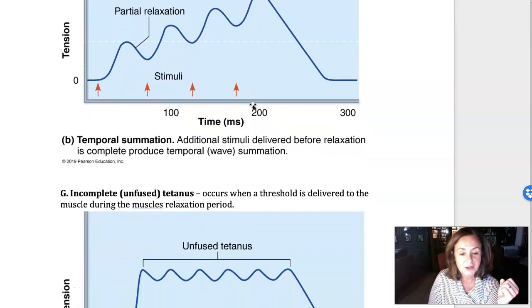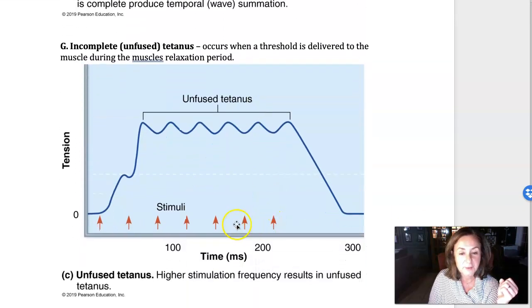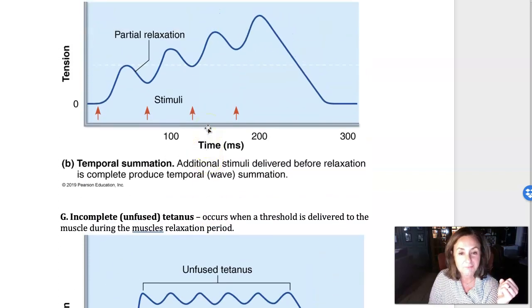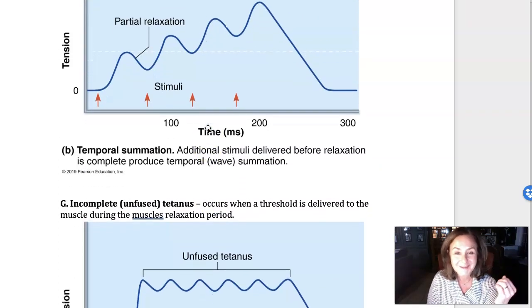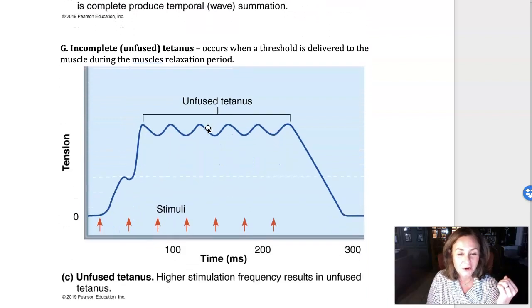But you can imagine if we keep increasing the frequency, you're not going to be able to keep getting greater and greater tension, like we can see here. Too bad. We could be like superstars at the gym, right?